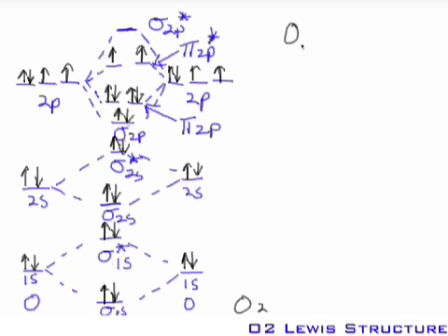O2 has 6 valence electrons for each oxygen. Total number of valence electrons is 12. Oxygen, 1, 2, 3, 4, 5, 6. Oxygen, 1, 2, 3, 4, 5, 6. Overlap till you get 8 electrons. And there you have it. There's the Lewis structure. Do they say the same thing?